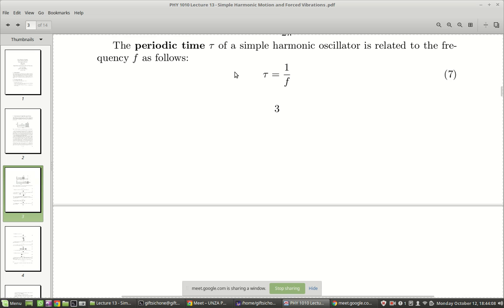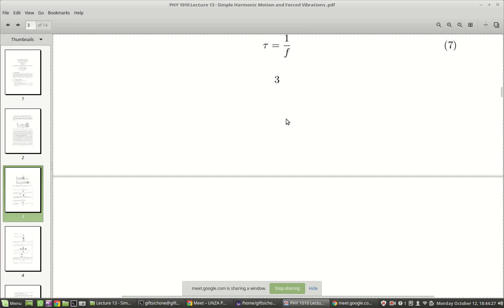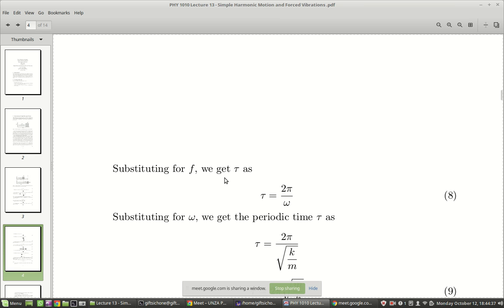The next bit is what? Okay. So if tau is equal to 1 over f, here we know f is equal to omega over 2 pi, right? F is equal to omega over 2 pi, that is equation number 6. Then tau is equal to 1 over f. Therefore, it means that tau, which is a period, is equal to 2 pi over omega.